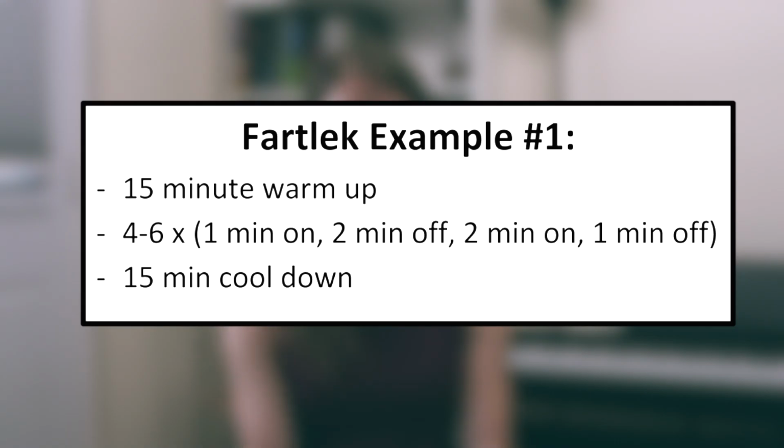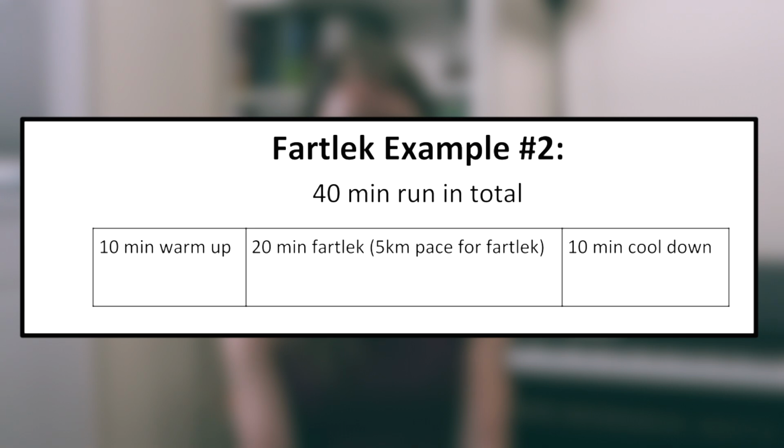Examples of Fartlek workouts are a 15-minute warm-up jog with 4 to 6 repeats of 1-minute on, 2-minute off, 2-minute on, 1-minute off, and then a 15-minute cool down. Another Fartlek is a 40-minute run where you do 10 minutes to warm up, 20 minutes Fartlek at 5K pace for the Fartlek, and then 10 minutes to cool down.